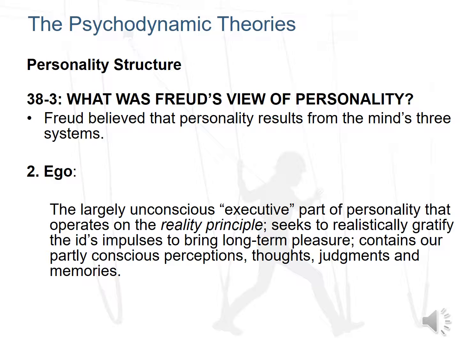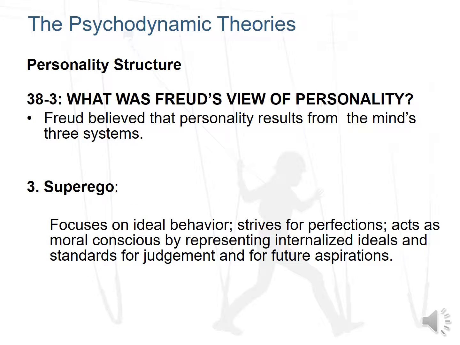The second part of Freud's personality theory was the ego, which means "I" in Latin, the largely unconscious executive part of personality that operates on the reality principle, seeks to realistically gratify the id's impulses to bring long-term pleasure, and contains our partly conscious perceptions, thoughts, judgments, and memories. The third part of Freud's personality is the superego, where super means above I. It focuses on the ideal behavior. It strives for perfection, acts as moral conscience by representing internalized ideals and standards for judgment and for future aspirations.